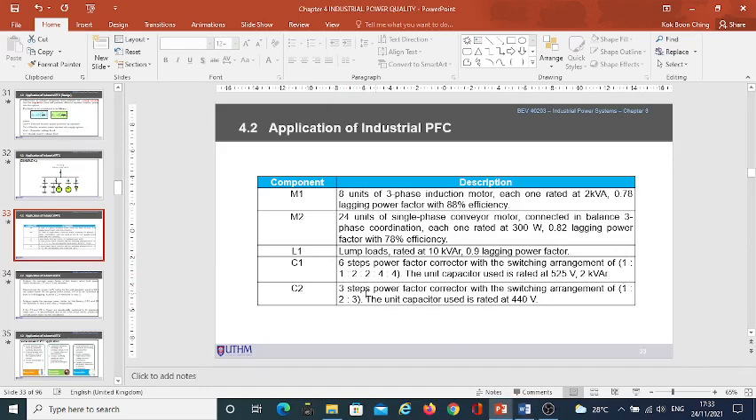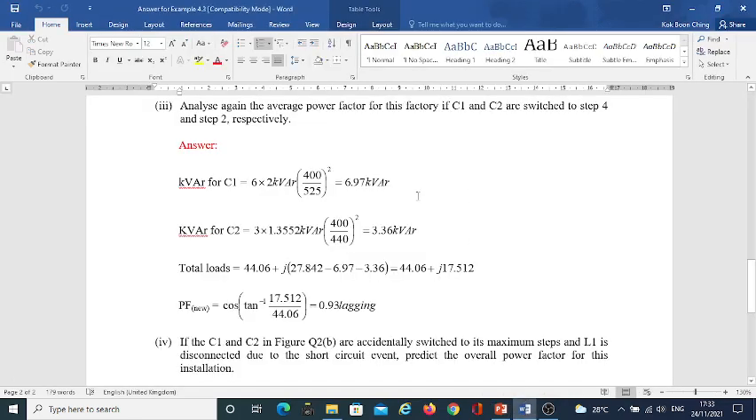And then C2 is at step 2 only. That means 2 plus 1 is 3 units. So we have 6 units for C1 and 3 units for C2. So 6 times the per-unit capacitor kVAR, and then we have the ratio of the voltage change, and this is how much we get for our system, the actual kVAR that flows into the system.